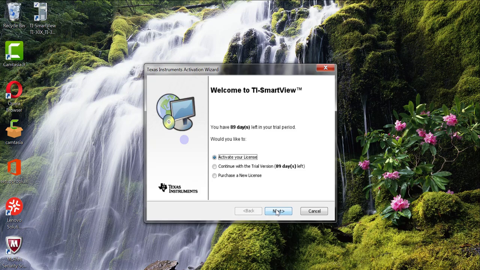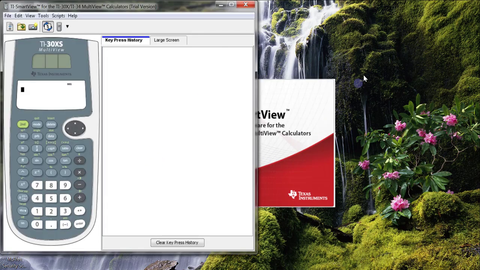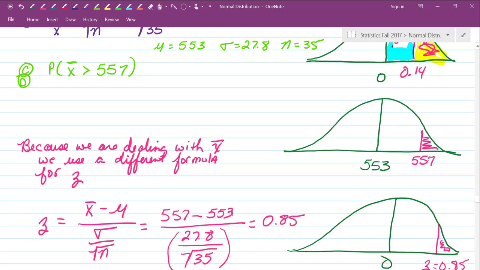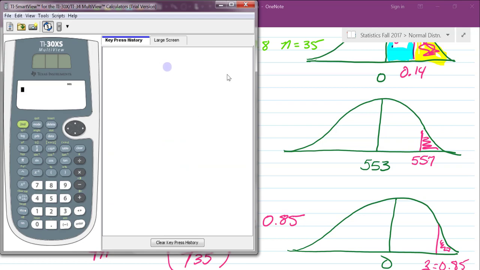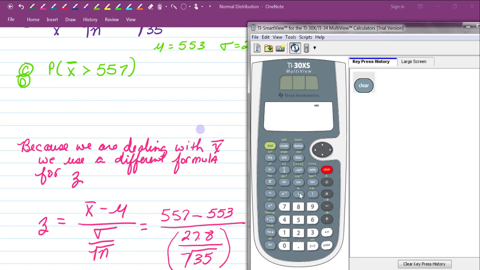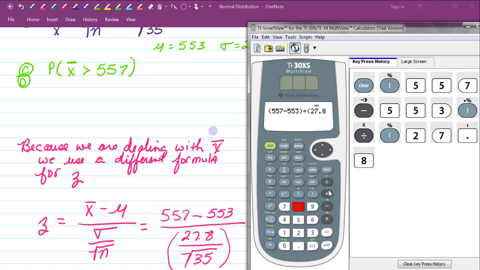Okay, so here is our other option for calculating. All right, so again, I would open with parentheses, and I would go 557 minus 553, close parentheses. I would hit divide, and then I would go parentheses 27.8 divided by my square root, which is second, and this one right here, because there's my little square root button symbol right there, so that's why I have to hit the green second button.